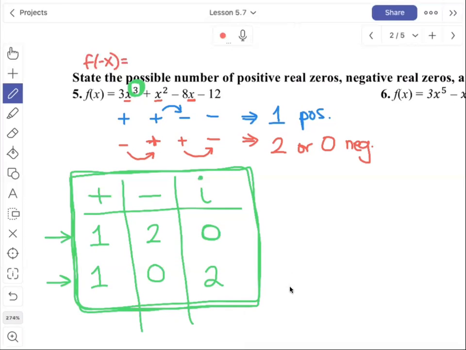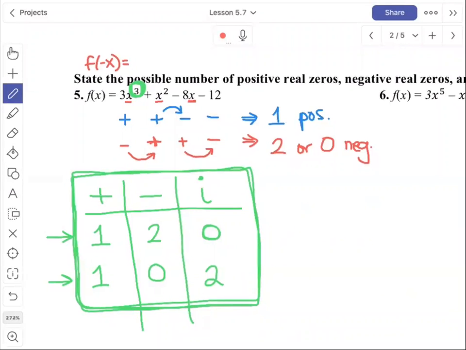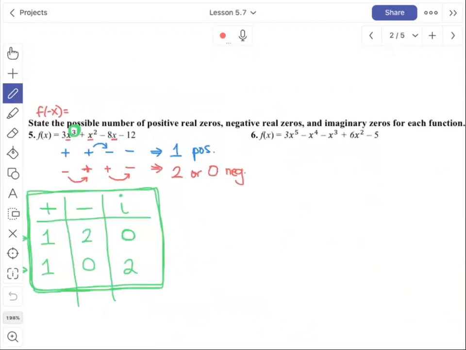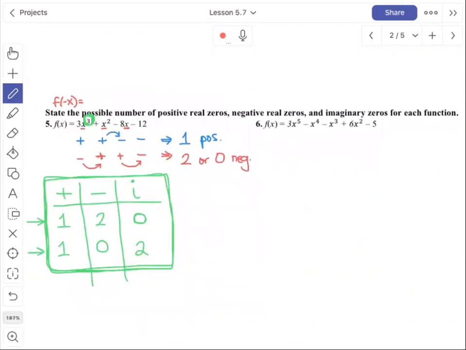Let me pause. That was a lot of information. So questions? Let me open this up. Okay, number 6. Let's try this one. Help me out with this one, starting with Ethan. Ethan, what do we do first?